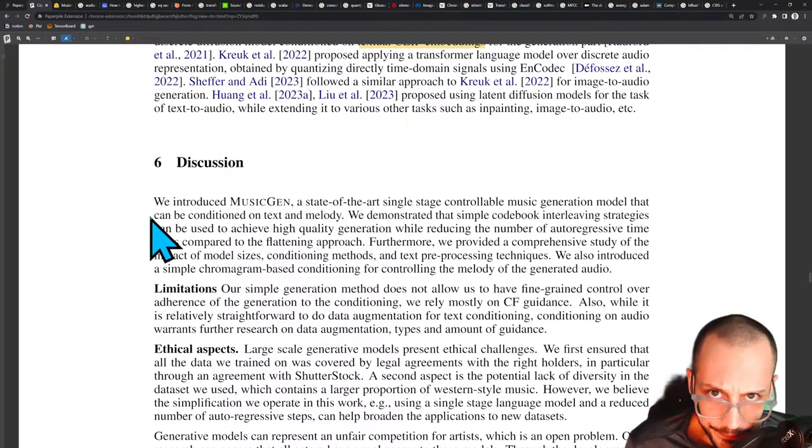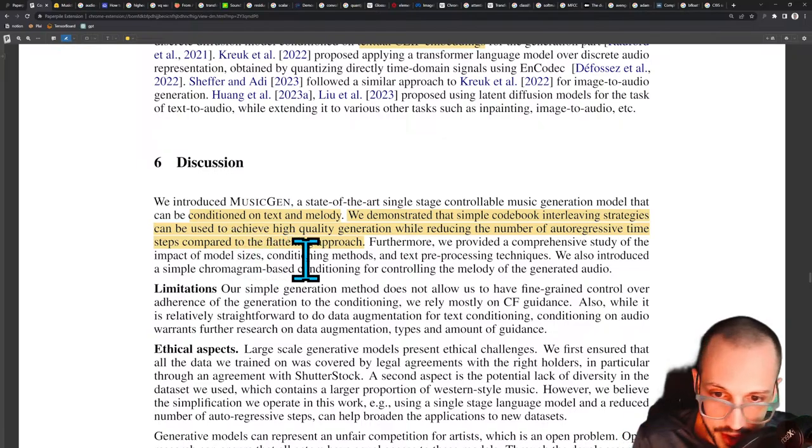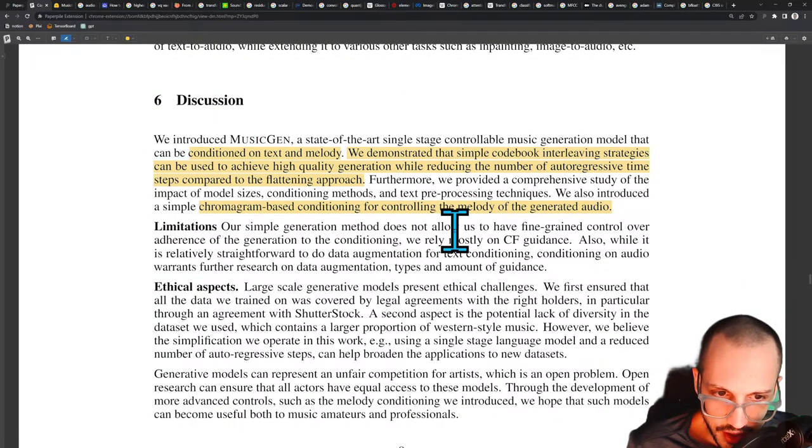We introduce MusicGen, a state-of-the-art single-stage controllable music generation model that can be conditioned on text and melody. We demonstrate a simple codebook interleaving strategies can be used to achieve high-quality generation while reducing the number of autoregressive time steps compared to the flattening approach. Furthermore, we provided a comprehensive study of the impact of model sizes, conditioning methods, and text pre-processing techniques. We also introduced a simple chromogram-based conditioning for controlling the melody of the generated audio. Our simple generation method does not allow us to have fine-grained control over adherence to the generation. We rely mostly on CF guidance. While it is relatively straightforward to do data augmentation, conditioning on audio warrants further research.